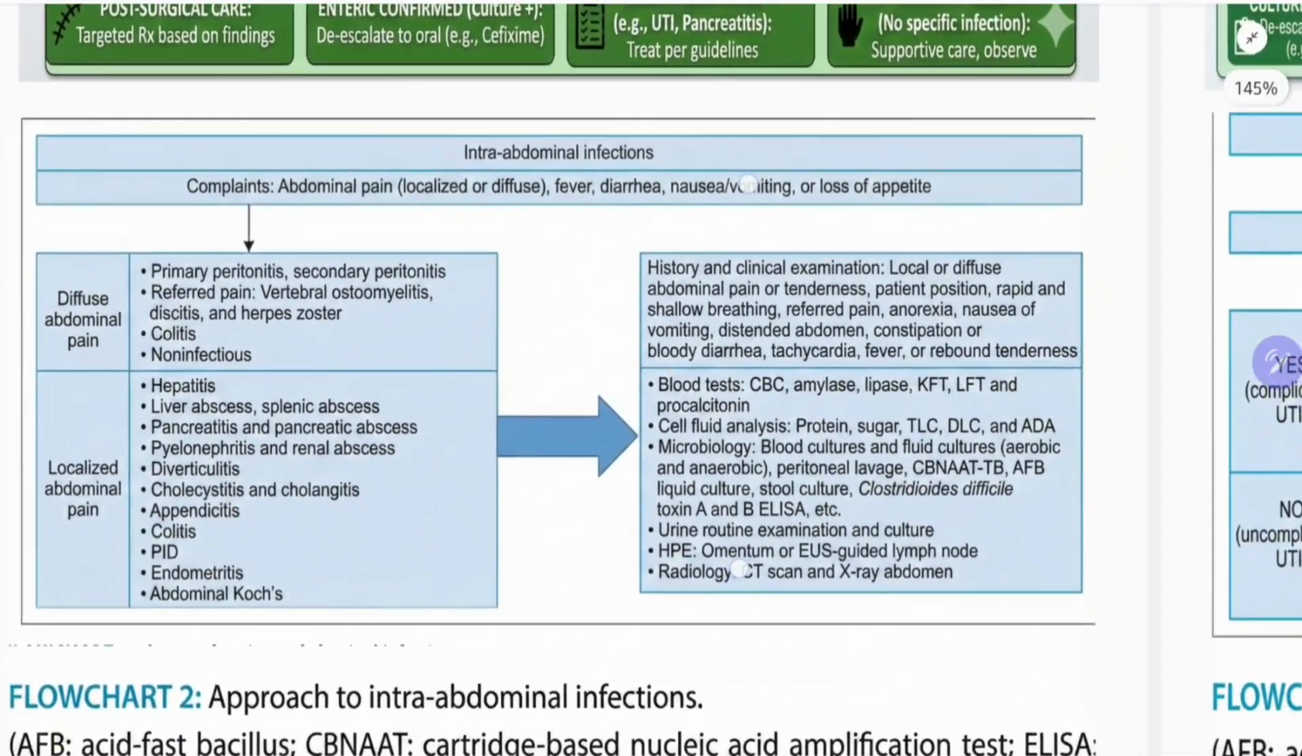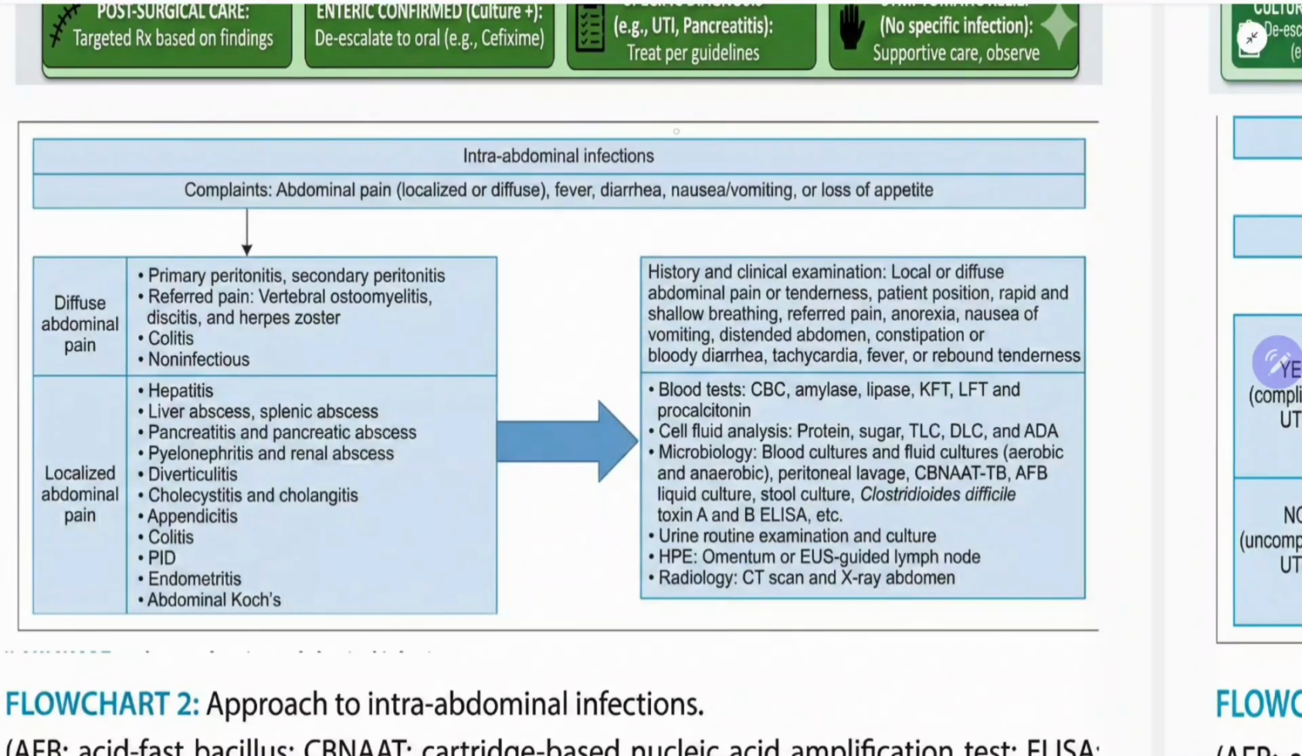Same thing, this is from the API Textbook of Medicine. So intra-abdominal infections, the complaint should be abdominal pain. It can be local or diffuse.